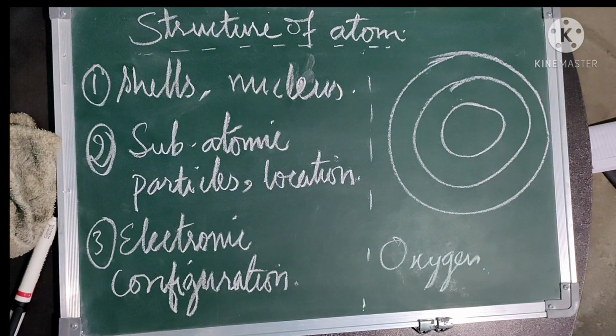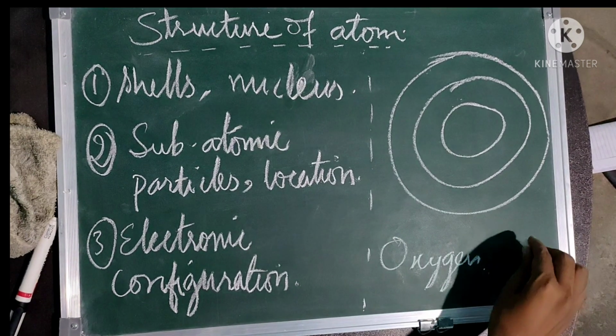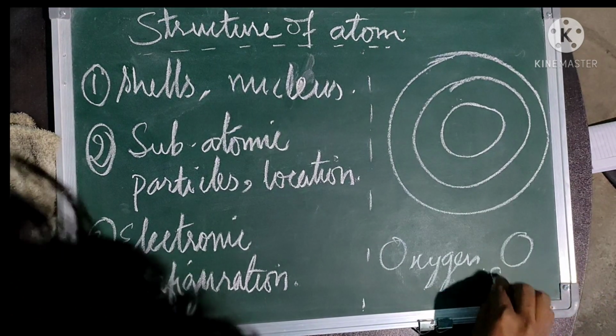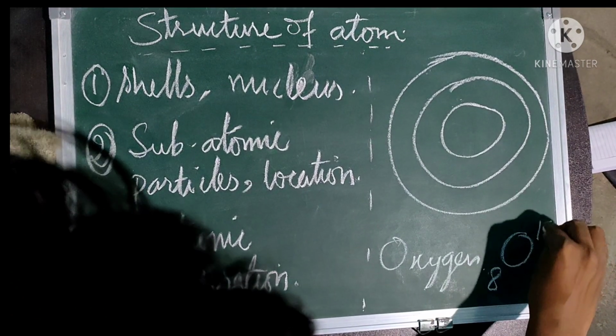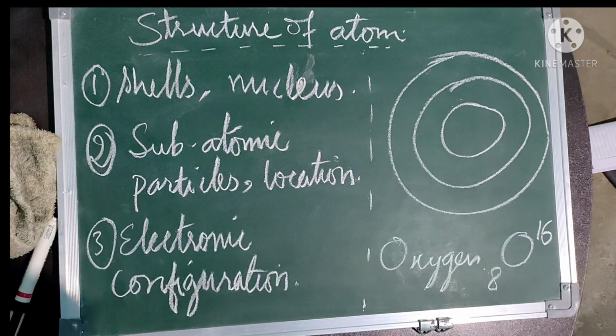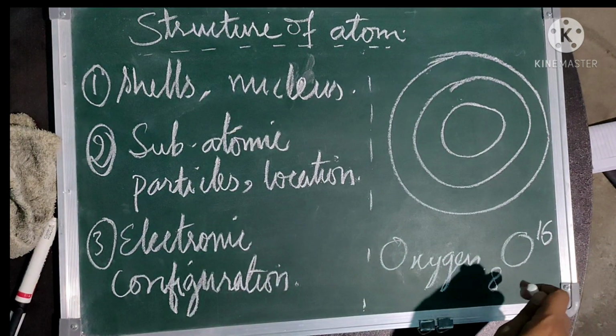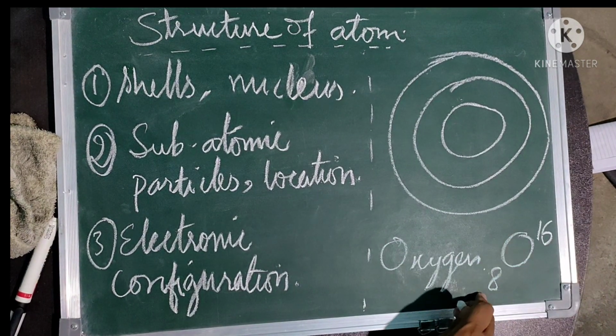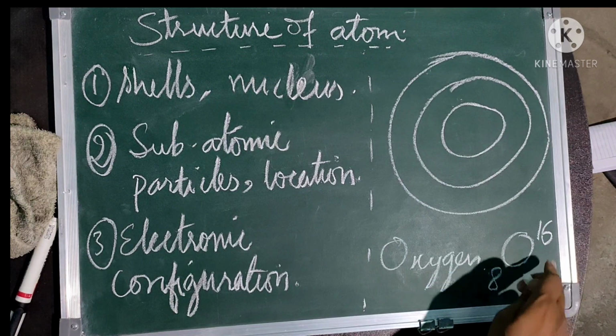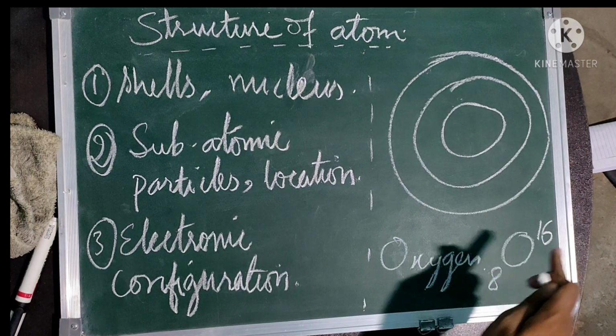Oxygen atom, and the oxygen element has the electronic configuration of 8, 16. It can be represented as 8, 16, where 8 is the atomic number, 16 is the mass number.